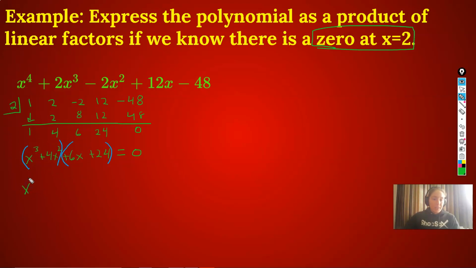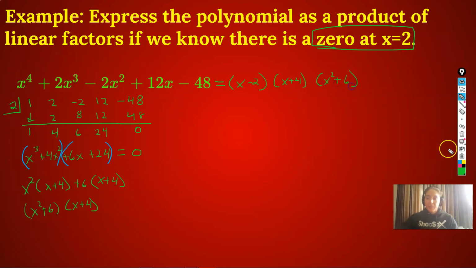The common factor here is x squared, then we get x plus 4 left over. The common factor here is 6, and then we get x plus 4 left over. Perfect. So this will break up into x squared plus 6 times x plus 4. So what do we have so far? If there was a 0 at 2, then the factor is x minus 2. And we just found out that the rest of the factors are going to be x plus 4 and x squared plus 6.